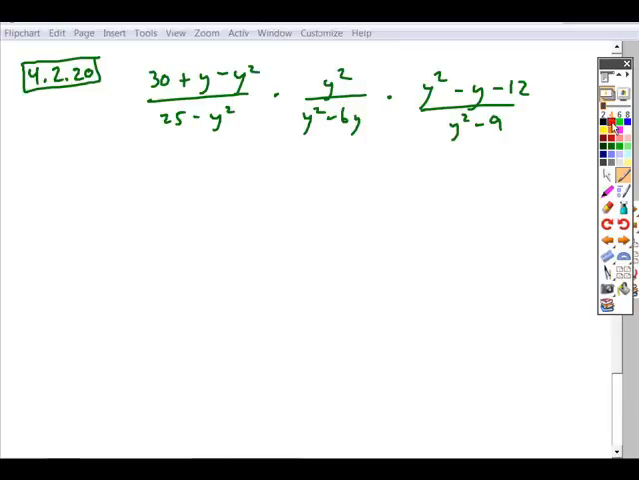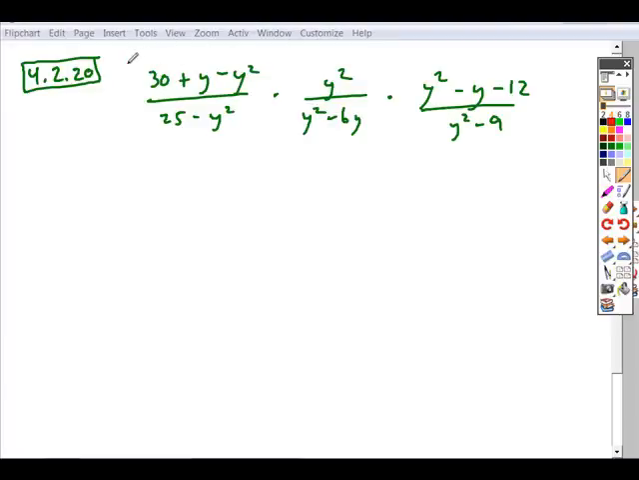When you're looking at problem 20 here, the first thing to do again is to cancel, or I'm sorry, is to factor completely. So part of factoring is to write everything in the consistent form, which is standard form with a positive leading coefficient. So when we look at our first fraction, before we even get to factoring that, let's reorder it.